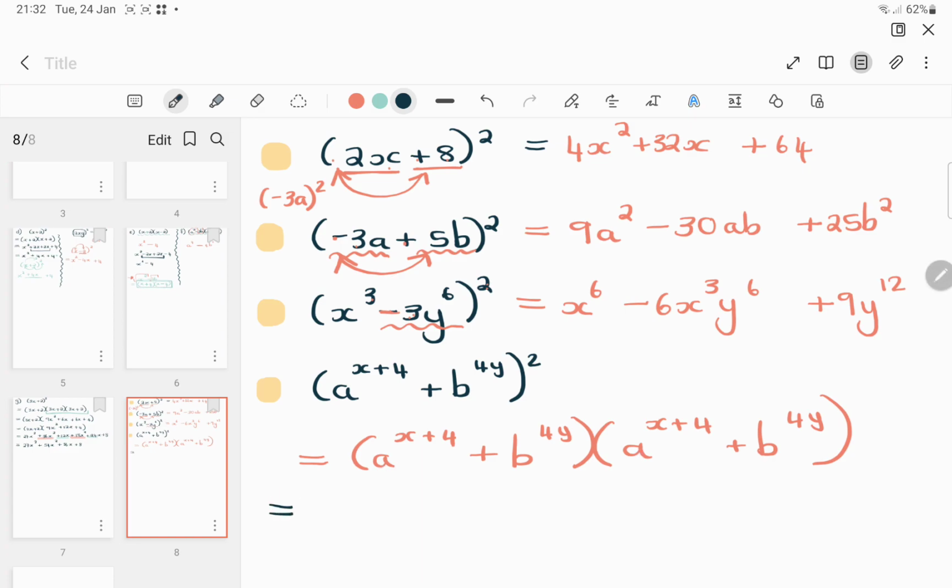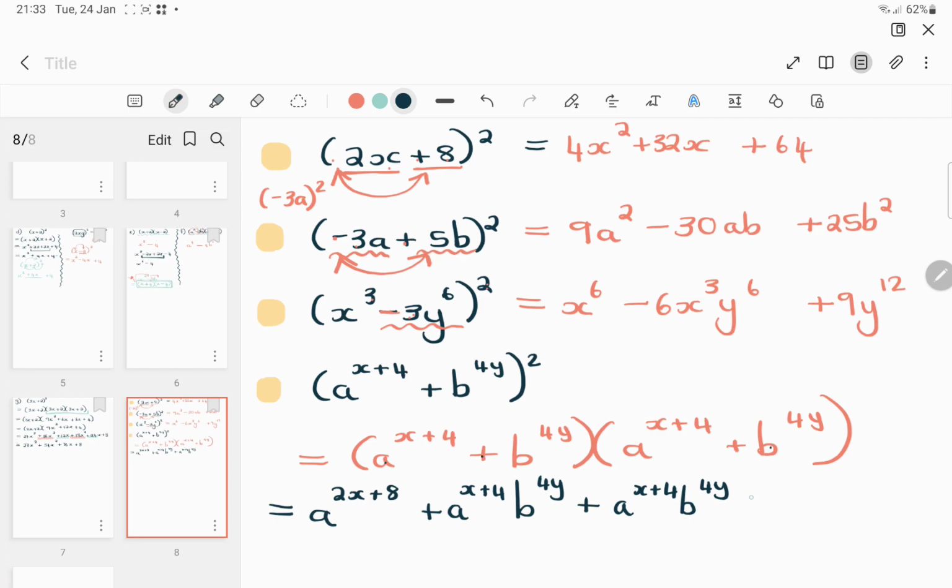So if you multiply those 2, they've got the same base. That means you keep the same base and you add the exponents. So what is x plus 4 plus x plus 4? It's going to be 2x plus 8, simplified. Am I right? Okay, then that multiplied by this will give you a positive a to the power x plus 4, b to the power 4y, plus b to the power 4y times a to the power x plus 4. I'm just going to write it in alphabetical order.